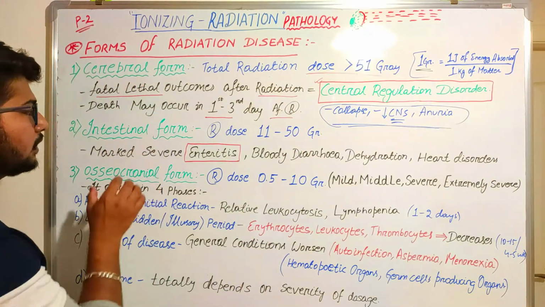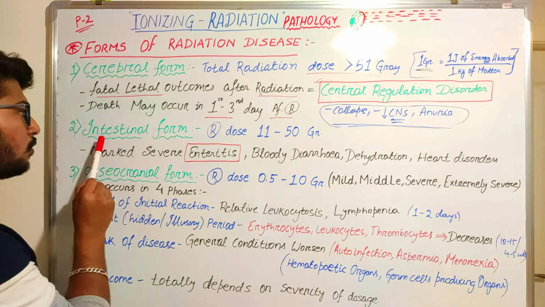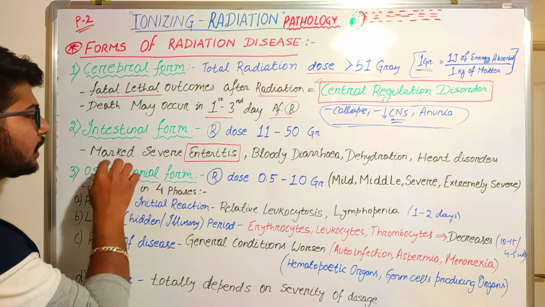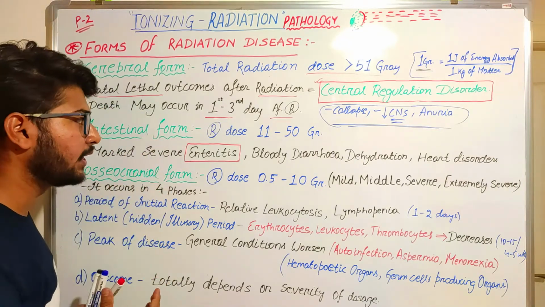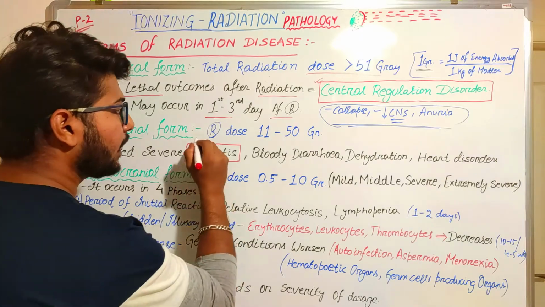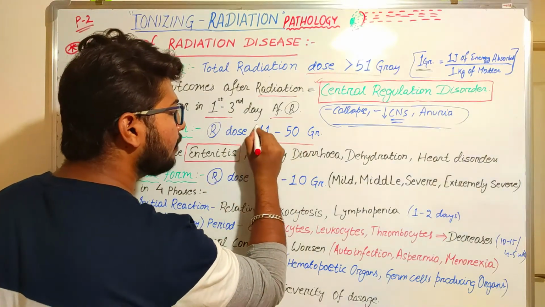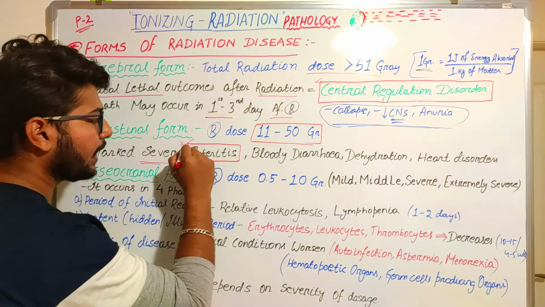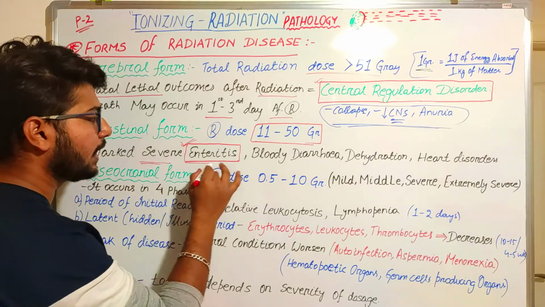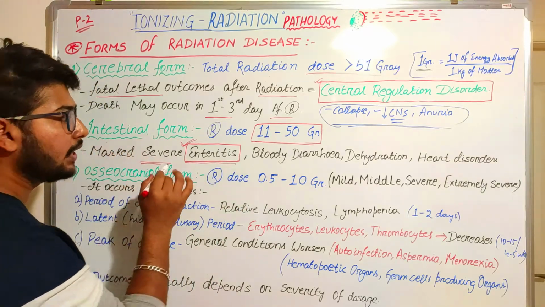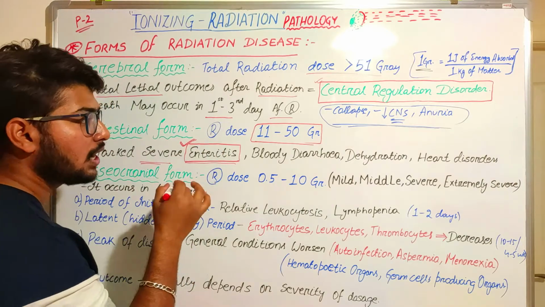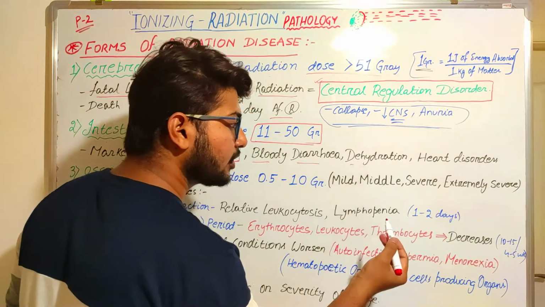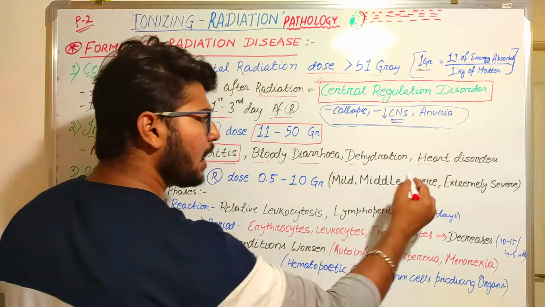Then next come the intestinal form. From the word we can know the intestine is an organ present in our GIT, so obviously there will be disturbance in our GIT. It occurs when the radiation dose is between 11 to 50 gray, and it is marked by severe enteritis, meaning inflammation of the intestine. It shows symptoms like bloody diarrhea, dehydration and heart disorder. Why heart disorder?